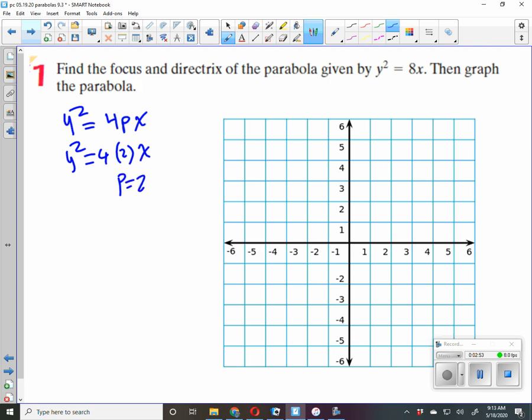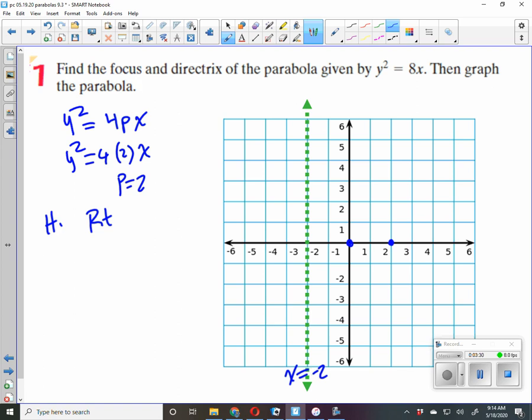We know our vertex now is at 0, 0. This is going to be opening up to the right, horizontal opening up to the right. We have a focus point here. We're going to have a directrix at x equals -2. And then from there we're going to graph our parabola.